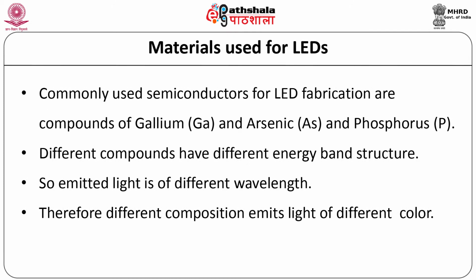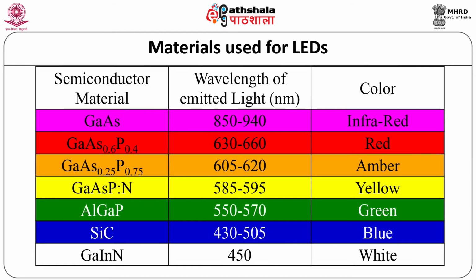Light emitting diodes are available in a wide range of colors, with the most common being red, amber, yellow and green, and are thus widely used as indicators. The actual color of light emitted by an LED is determined by the semiconductor compound used for fabrication. The different materials emit different wavelengths of light and hence different colors. Commonly used semiconductors for LED fabrication are compounds of gallium, arsenic and phosphorus. The table shows the semiconductor material used to produce a particular color.